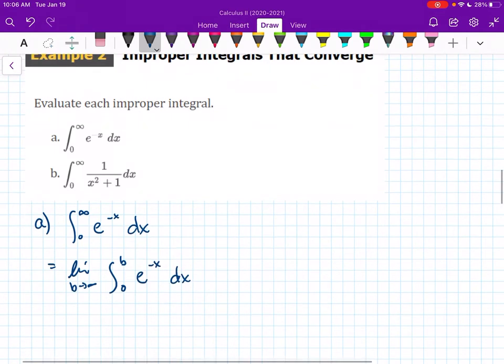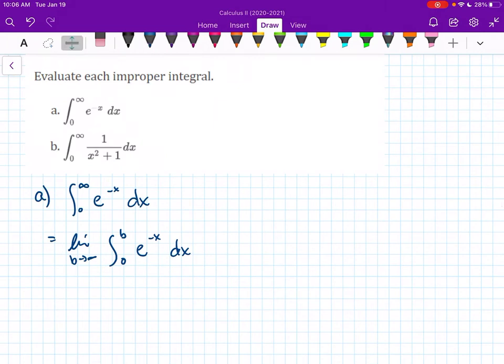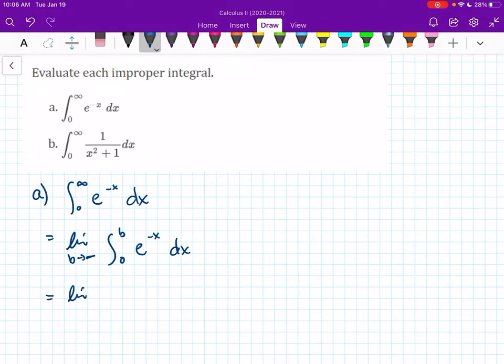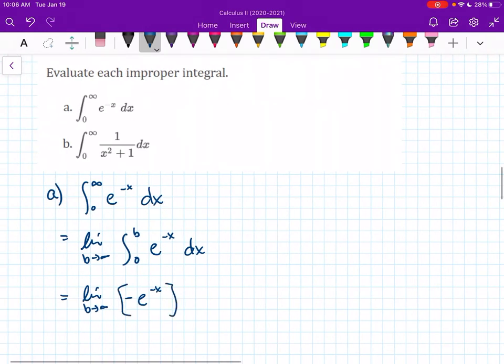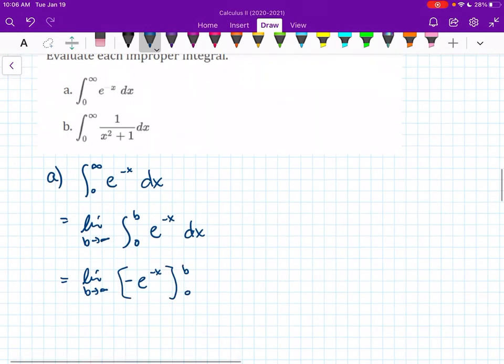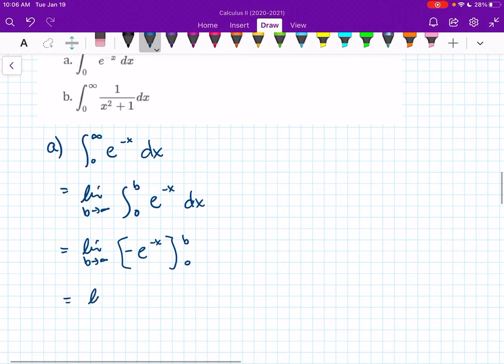Then I can go ahead and take the antiderivative of that, which is negative e to the negative x. So I still have my limit as b goes to infinity, negative e to the negative x, and I'm evaluating that from 0 to b. Go ahead and plug in my bounds. So I still have the limit because b is still there. Negative e to the negative b minus e to the 0, which is just 1. So minus a negative 1, so plus 1.